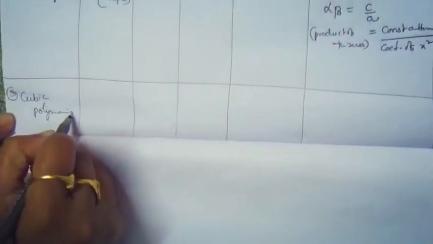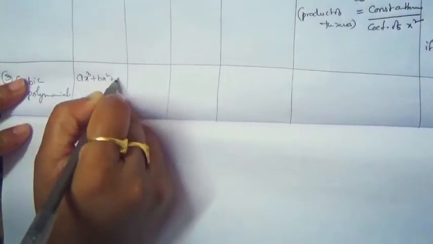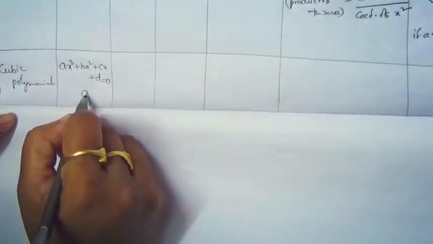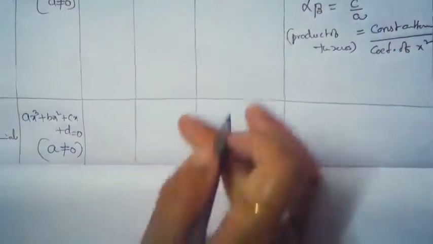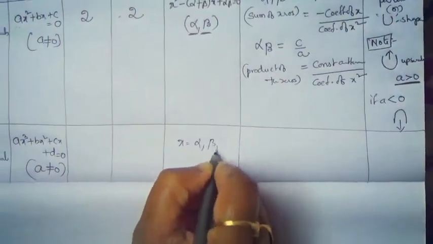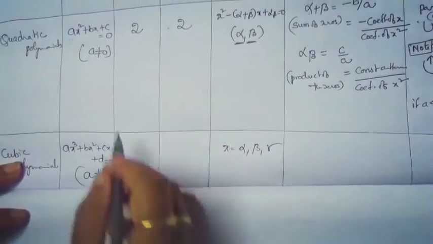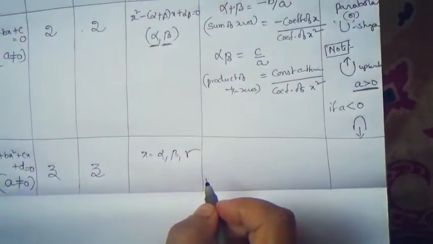polynomials. Cubic polynomials. What is the general form? ax cube plus bx square plus cx plus d is equal to 0, where a is not equal to 0. A should not be equal to 0. What are the number of zeros? Here we have alpha, beta, gamma. You will get 3 zeros. So the number of zeros is 3. Degree is 3.